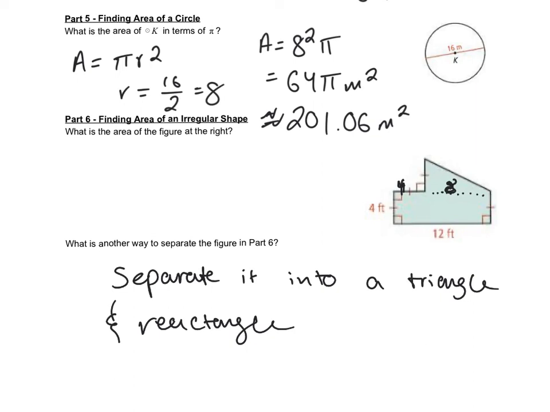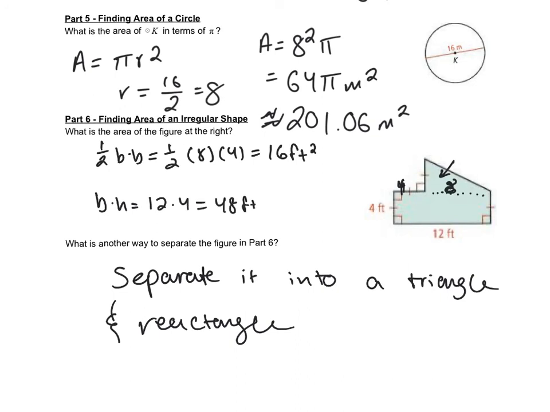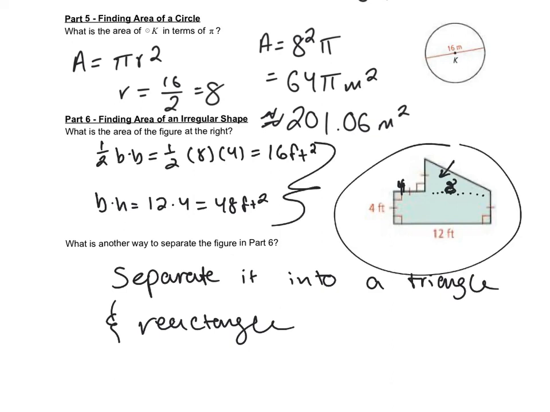So in order to find the area of our triangle, we have 1/2 the base times the height. Now, our base is 8, and our height is 4. So 8 times 4 is 32, divided by 2 is 16, so we have 16 feet squared. And then the area of the rectangle is just base times height, which is 12 times 4, which is 48 feet squared. And to find the area of the entire figure, we just have to add these two together. 48 plus 16 is 64 feet squared.